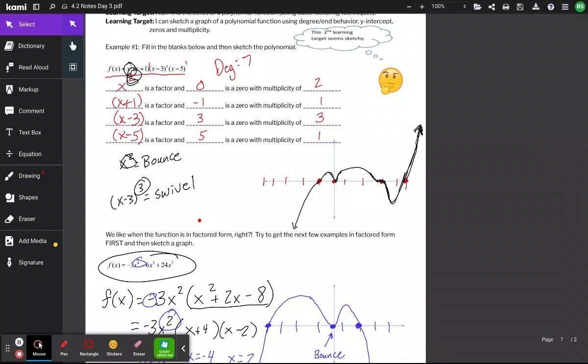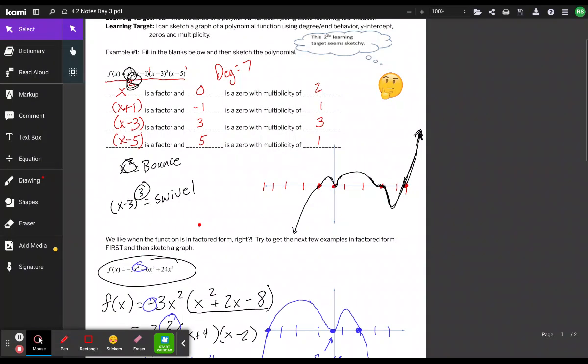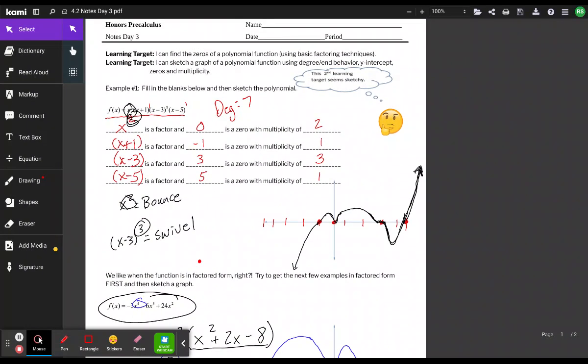So today's learning target is that you guys are able to sketch a polynomial function, just like you were on Friday, except today, when the problems don't start in factored form, you are going to use your factoring strategies to find the zeros of that function.